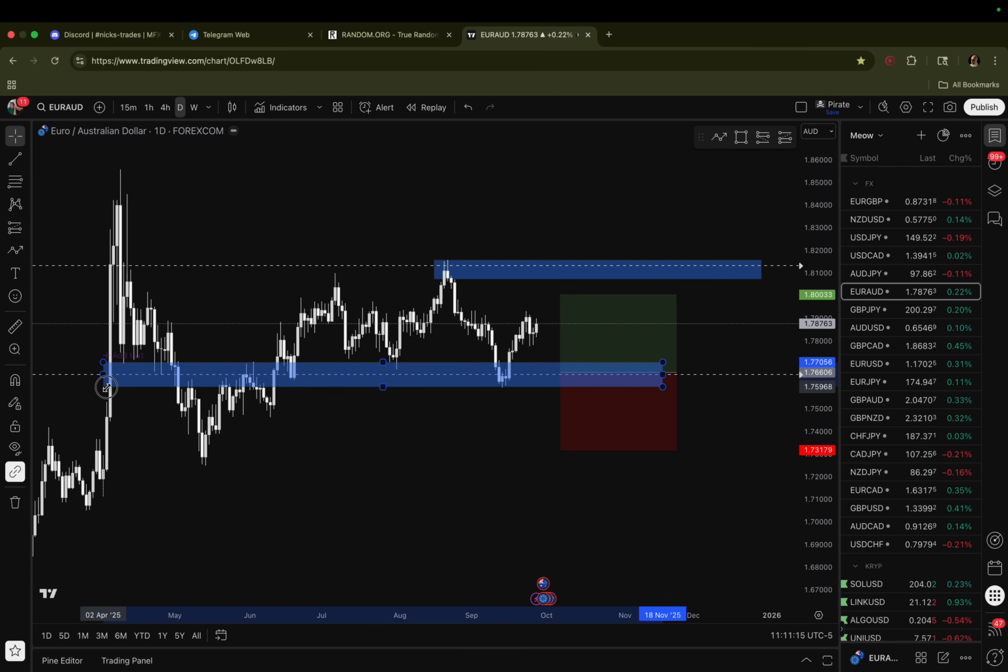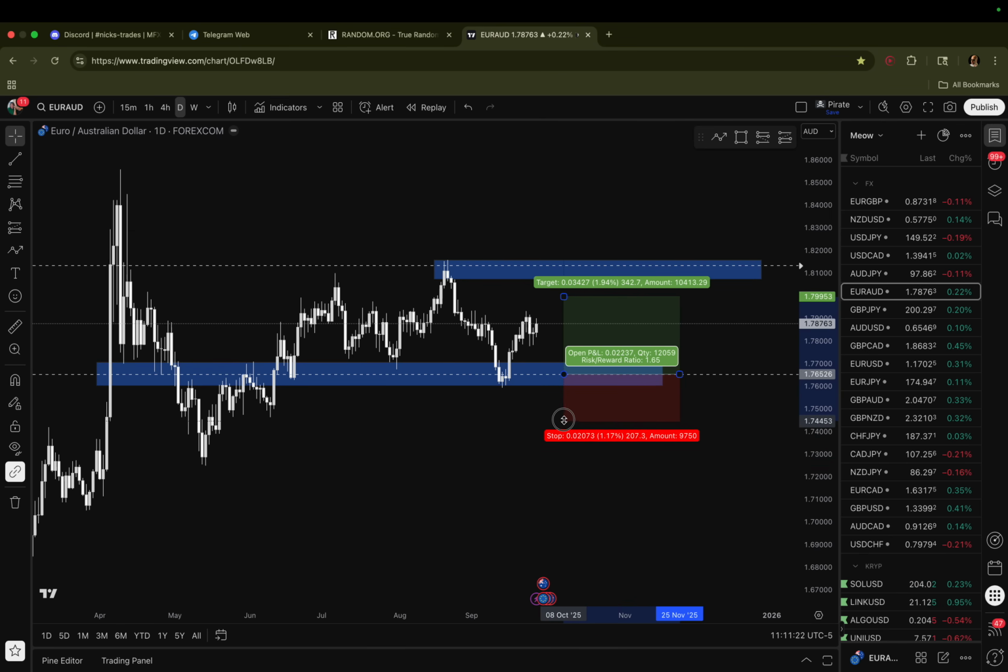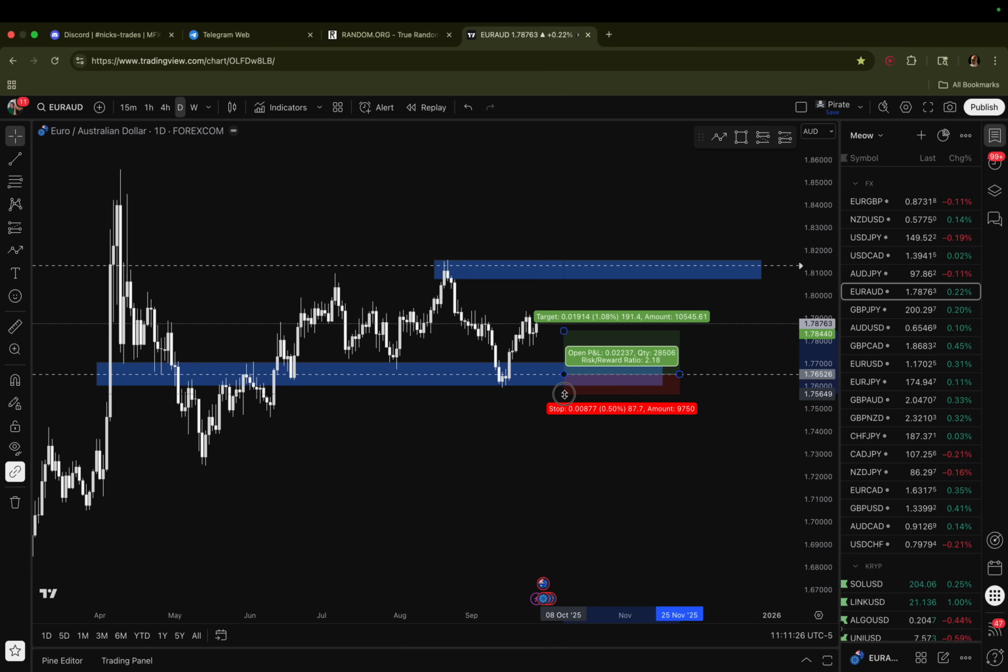And again, this is the support zone, right? Because it was support up here, resistance here, support here. I don't know. Maybe I'm crazy for thinking it might bounce there again. The stop loss will go below the zone. The target will go at like a 1-to-1. You'll notice the stop is not super close, right?